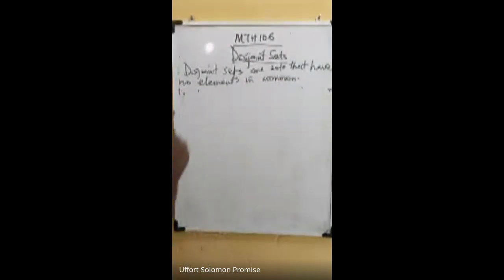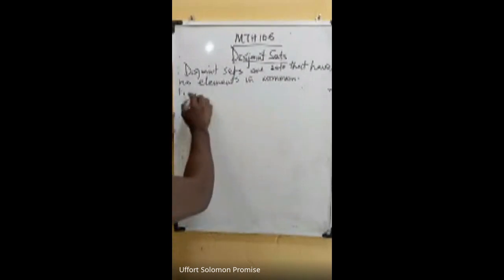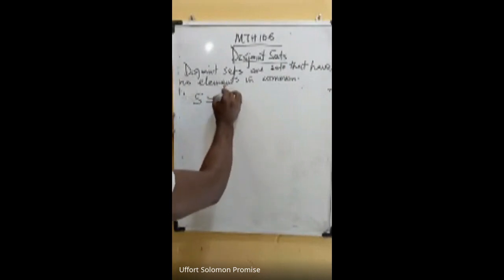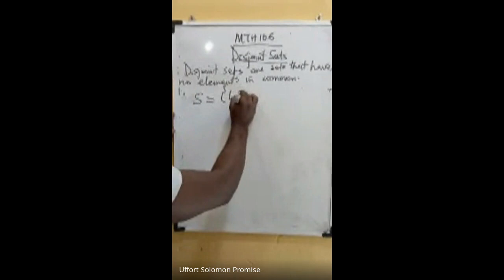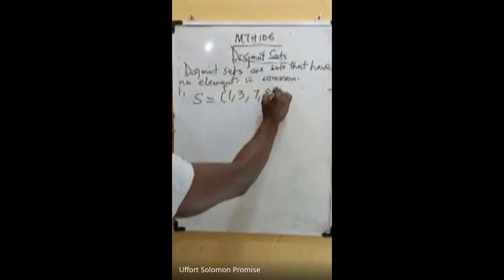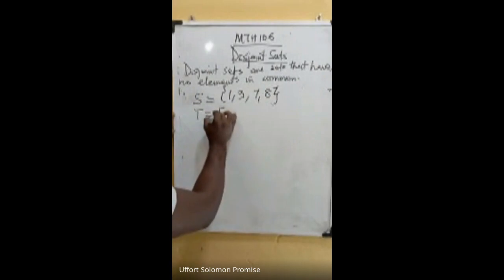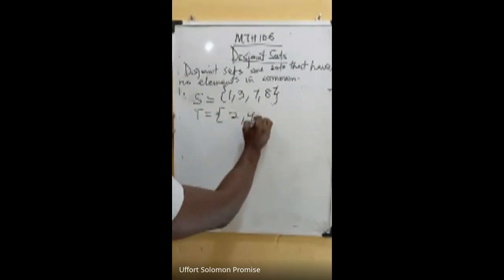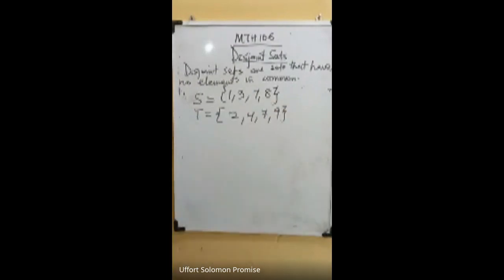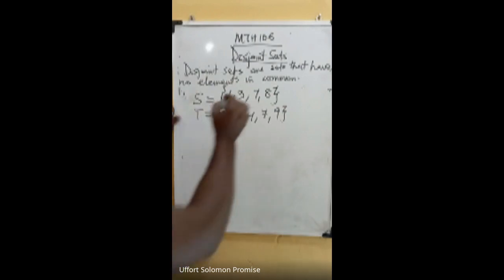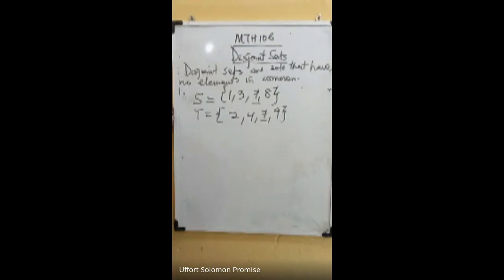You may come across a question like this. You have sets. Let me call it set S, to have the elements 1, 3, 7, 8, and set T to have these elements 2, 4, 7, and 9. You are asked the question: Are these sets disjoint? If you look at it, we have elements in common. So they are actually not disjoint.